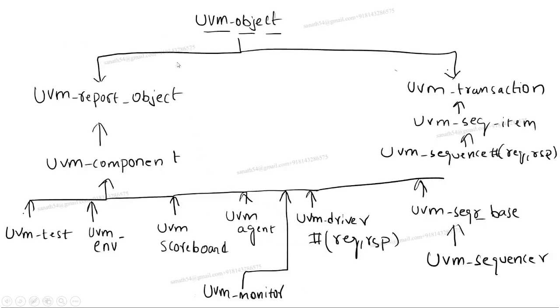So we have already seen UVM objects. There is a hierarchy I told you: UVM report objects, UVM components. In these UVM components, you have UVM test, UVM environment, UVM scoreboard, UVM agent, UVM monitor, UVM driver with request and response arguments, and UVM sequencer, sequencer base, and UVM sequencer. In this component class, you have UVM transaction, UVM sequence item, and UVM sequence.